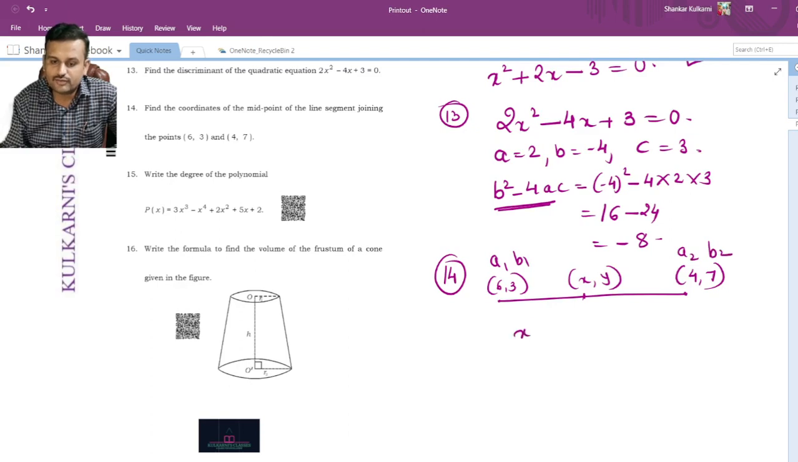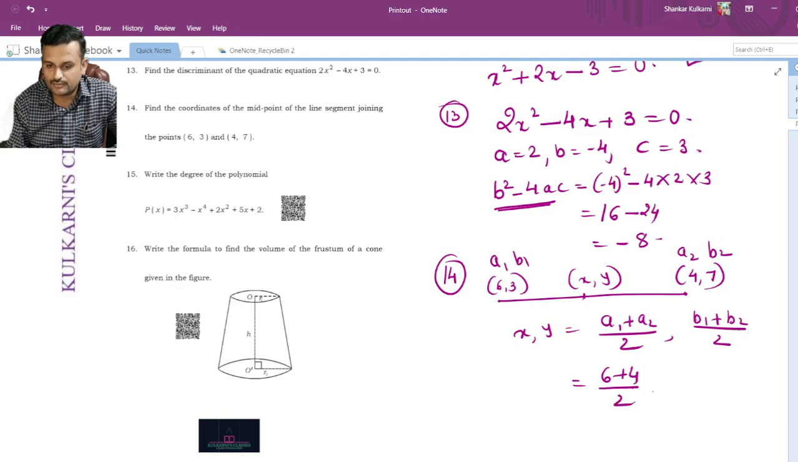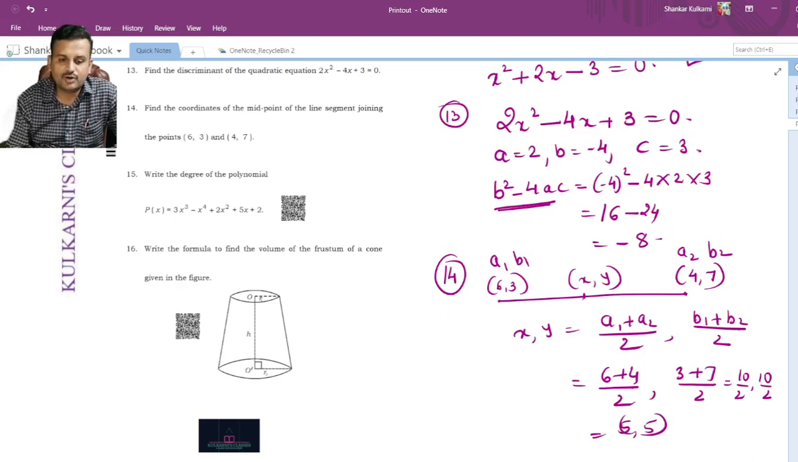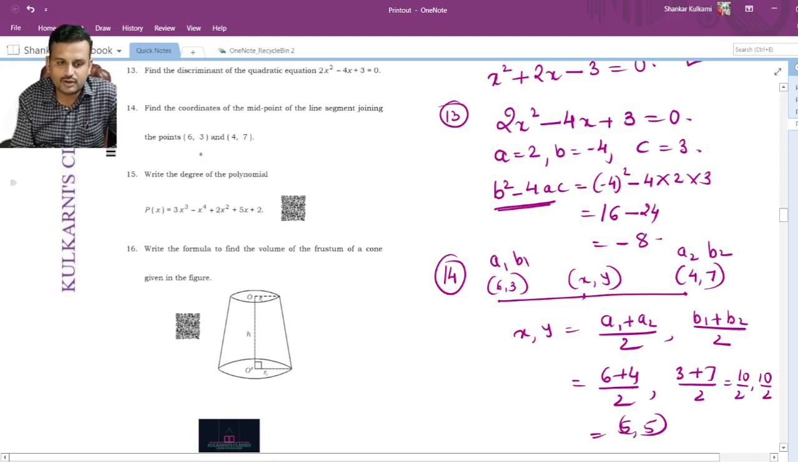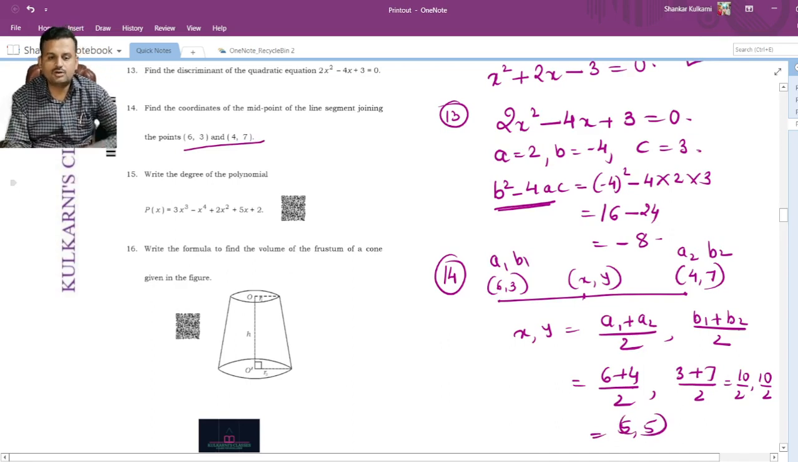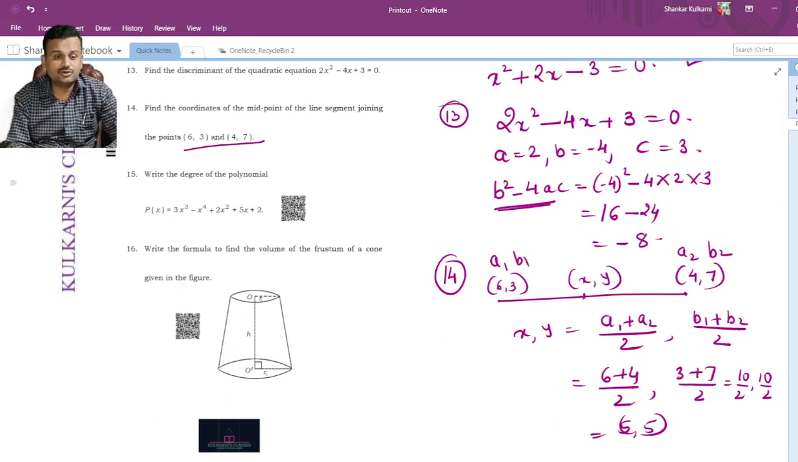Then the midpoint formula is x is equal to a1 plus a2 by 2, y is nothing but b1 plus b2 by 2. So according to this, this will become 6 plus 4 by 2 and 3 plus 7 by 2. I hope you have understood. So it will become 10 by 2 and 10 by 2. So 5 and 5 is the midpoint of the given line. Let us move to the 15th question.